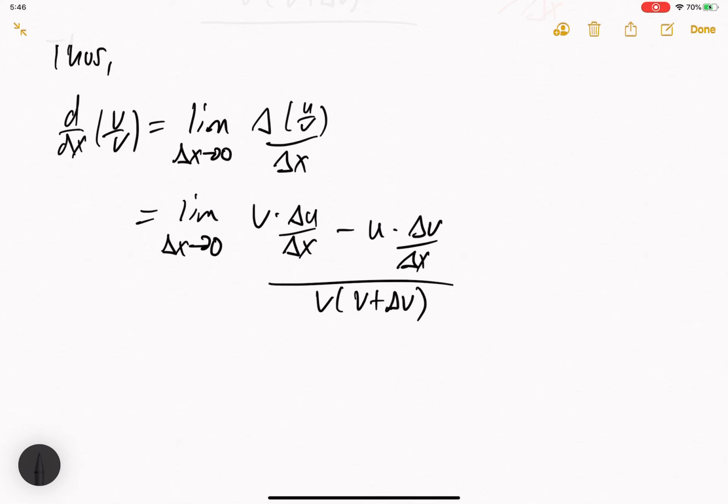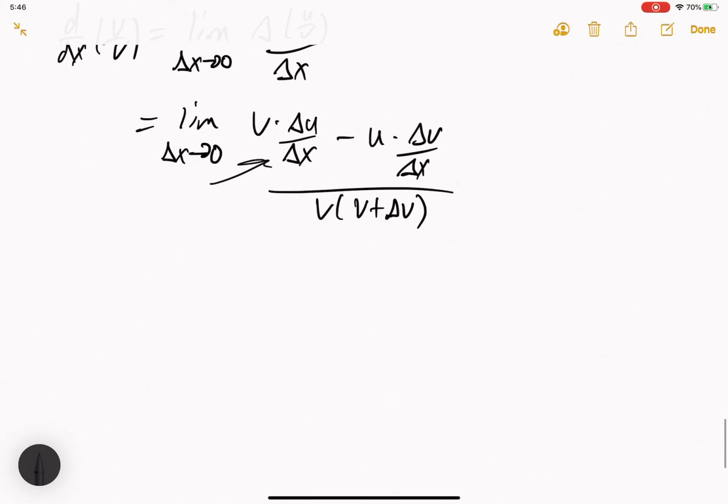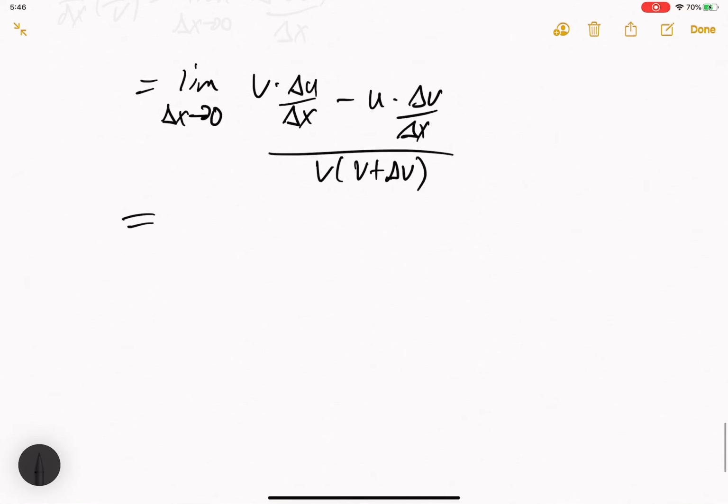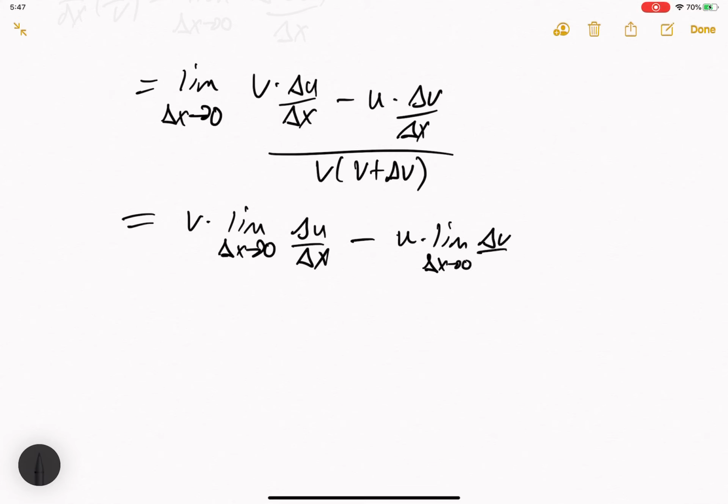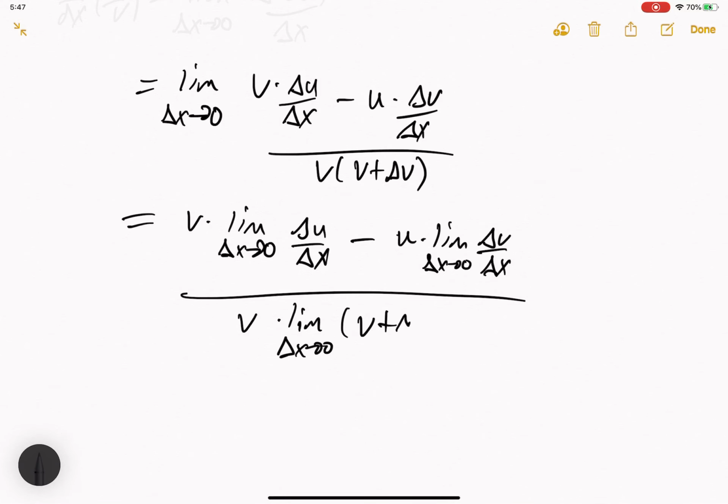And similar reasoning to what I did last time, when I moved in the limits into each of the terms, is what I'm going to be doing right here. I'm going to be basically just moving the limit in via the limit laws. So we get v times the limit as delta x goes to 0 of delta u divided by delta x, minus u times the limit as delta x goes to 0 of delta v divided by delta x, all over v times the limit as delta x goes to 0 of v plus delta v.